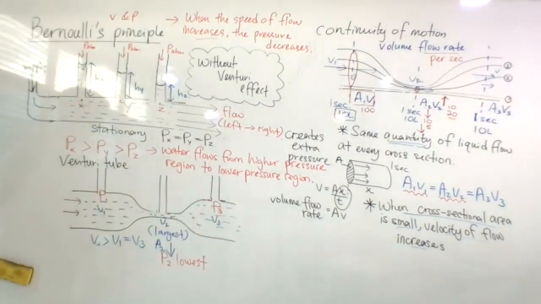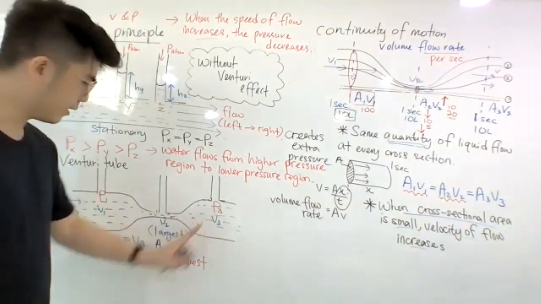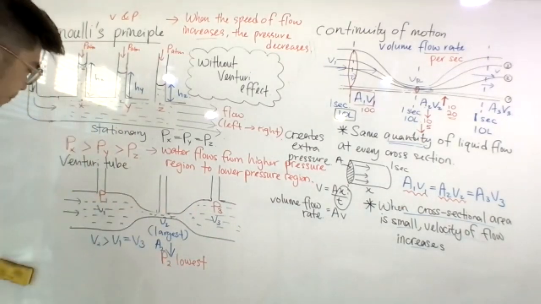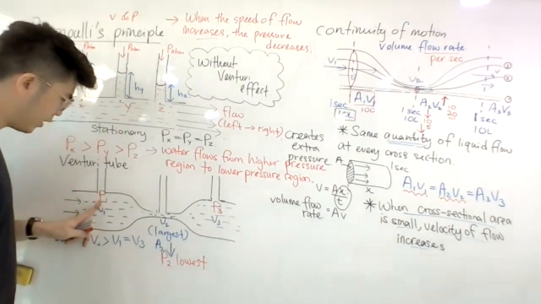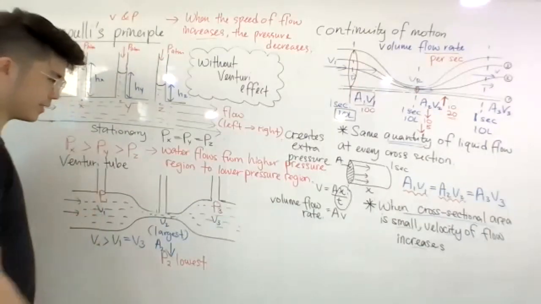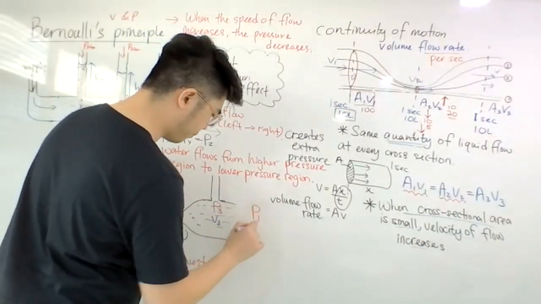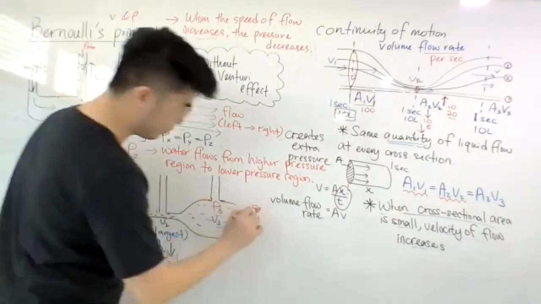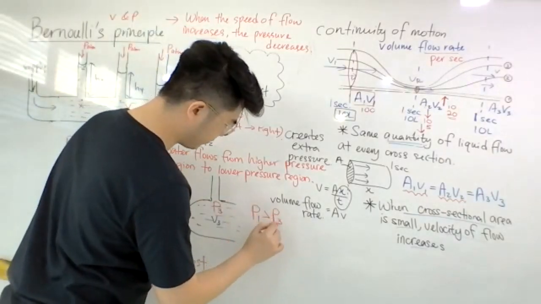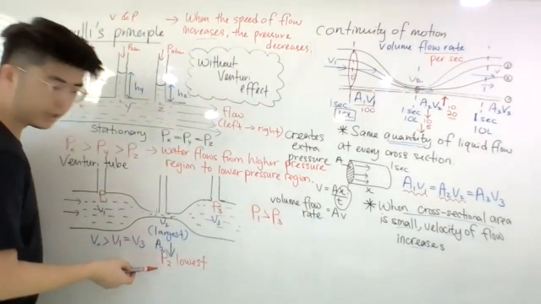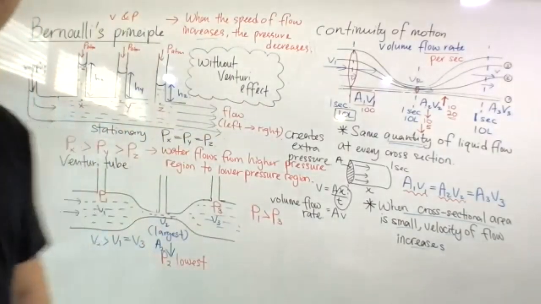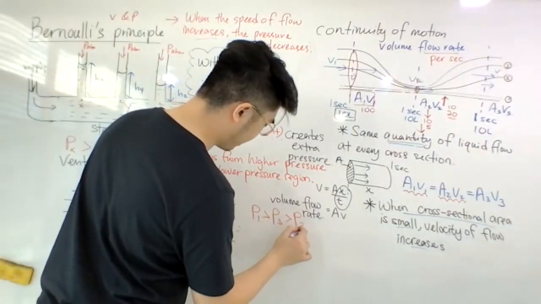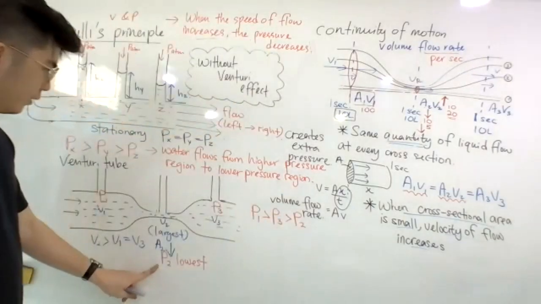So P1 will be slightly higher than P3. If I want to arrange the pressure from biggest to smallest, I will put P1 here as the biggest. P1 biggest, followed by what? P3. And then P2 comes last. That is the lowest pressure. P1 bigger than P3, bigger than P2.